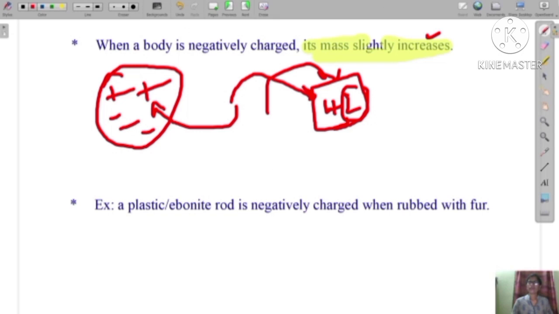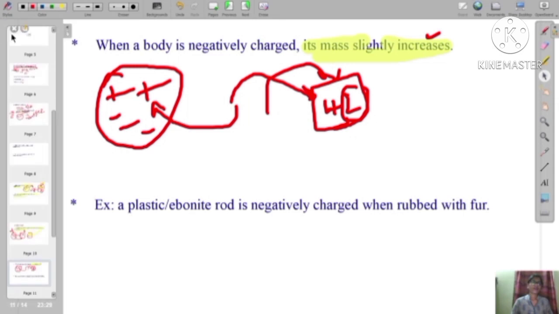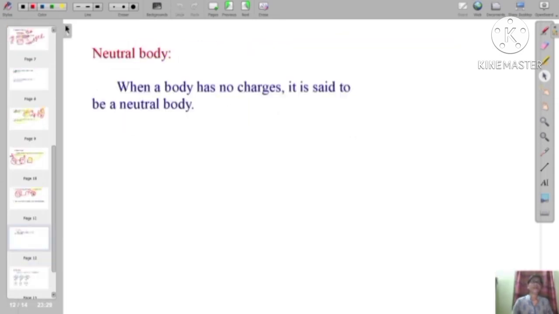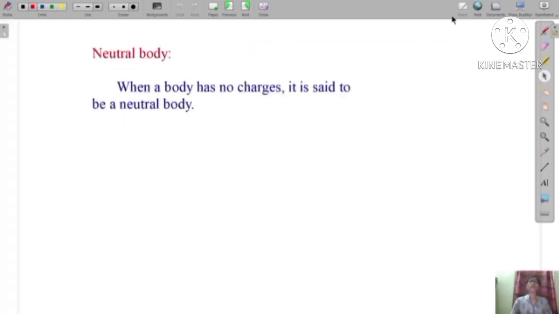I hope you have understood. So we have discussed about what? Positive charge and negative charge. So next we are going to discuss about neutral body. I hope you have understood till now whatever we have discussed. Now we are going to discuss about neutral body. You might have heard the word neutral everywhere. For example, if you are riding the bike, you will say ride the bike in neutral mode. Better sometimes in certain situations, be neutral.